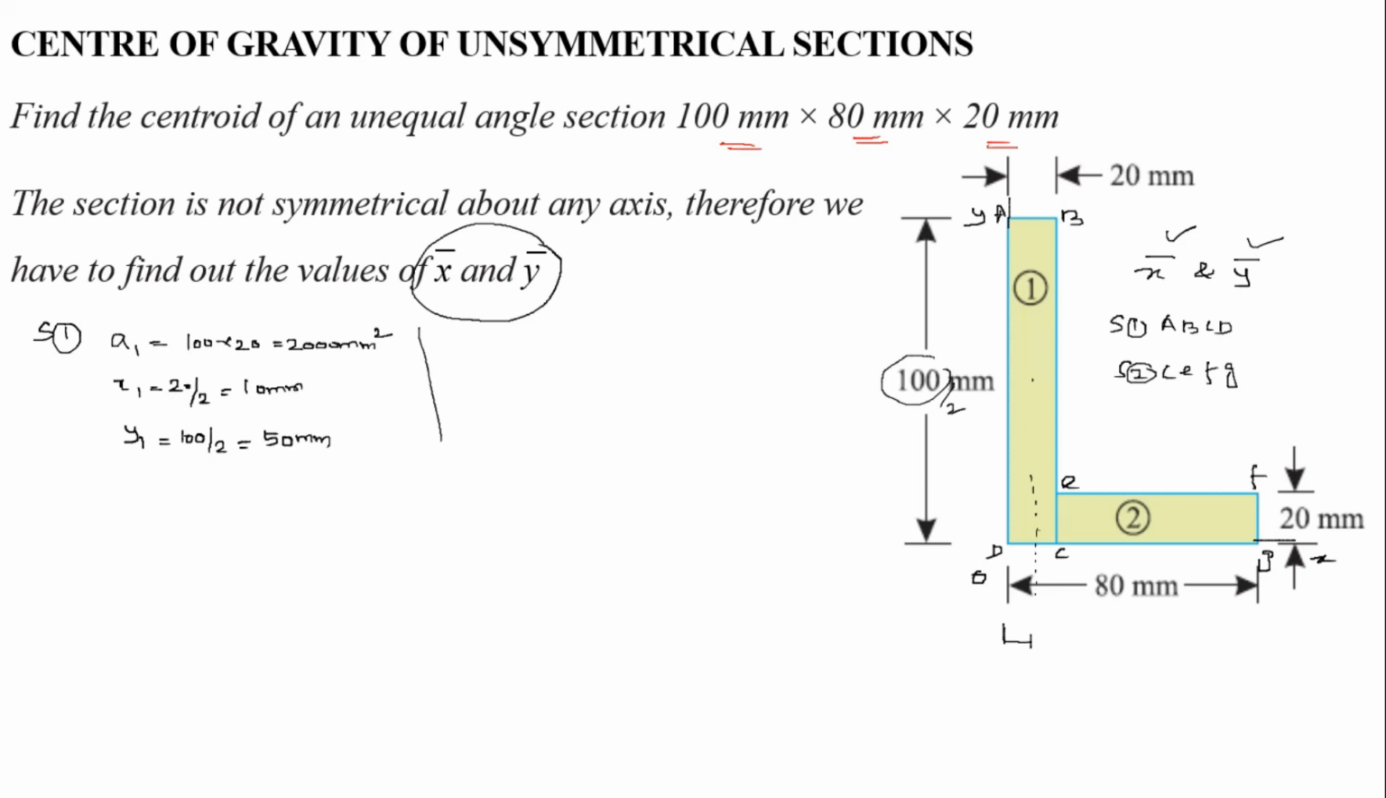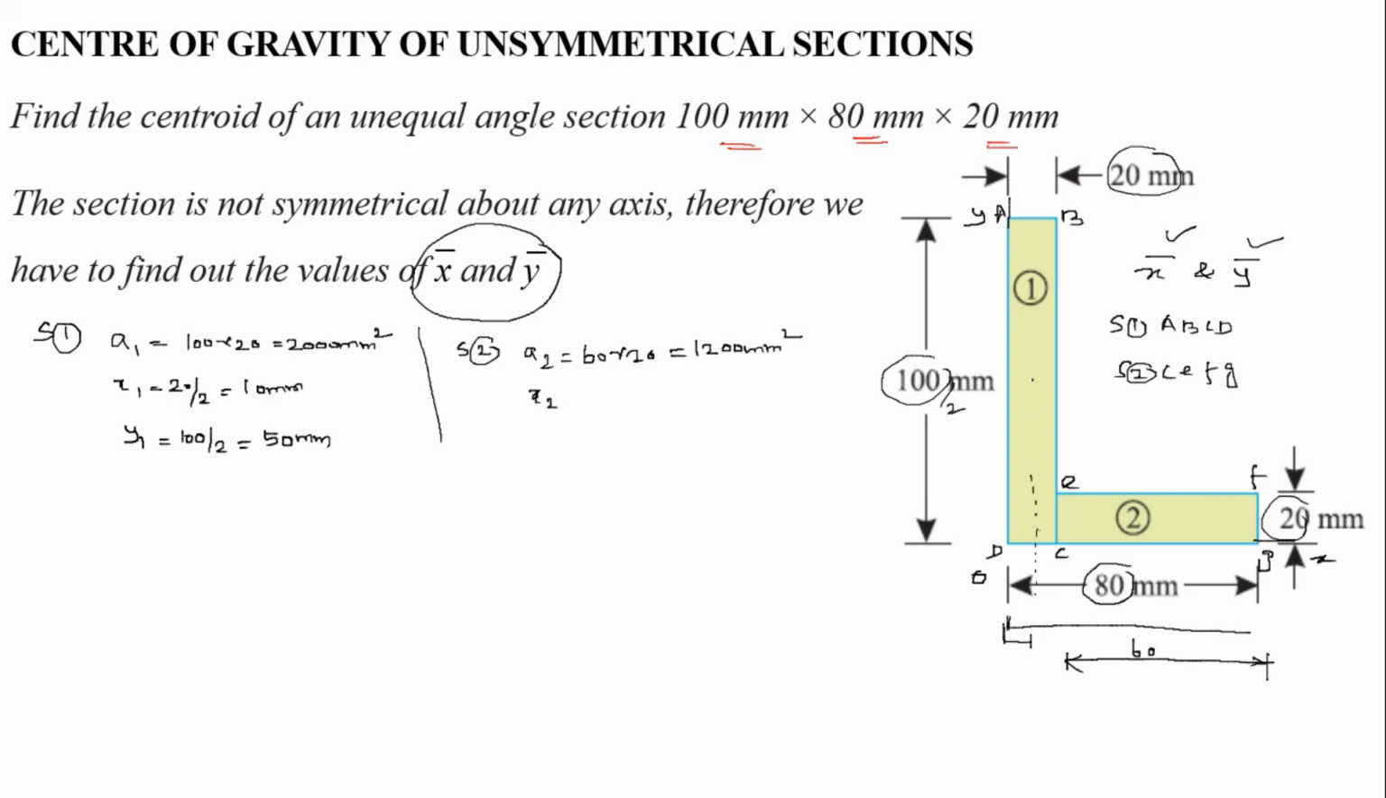So section 2. A2 is equal to L into B, where L is the total distance from left side to right side, which is equal to 80 mm. So here the 20 mm thickness is there. So 80 minus 20, which is the distance from CE to FG, is equal to 60, and the thickness is equal to 20. So 60 into 20, which is equal to 1200 mm squared.